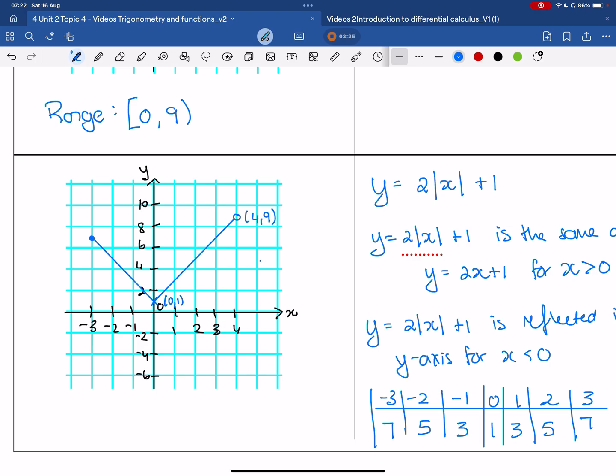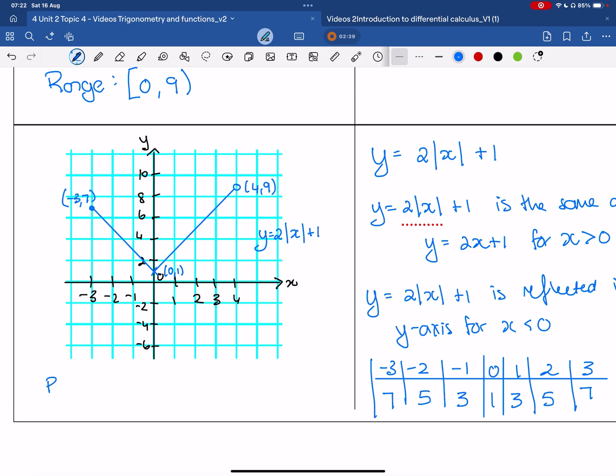So this function here is y equals 2 times the absolute value of x plus 1, and we need to put our point in there. And let's have a look at our range of this function. So the range of this function begins at the y-intercept, so it's going to be 1, and that goes to 9 exclusive.